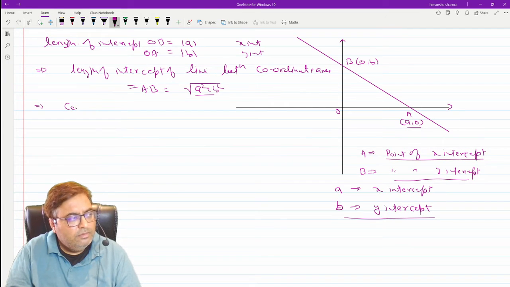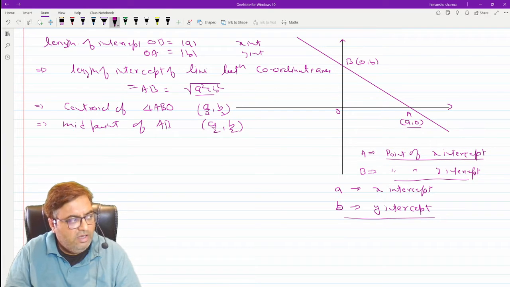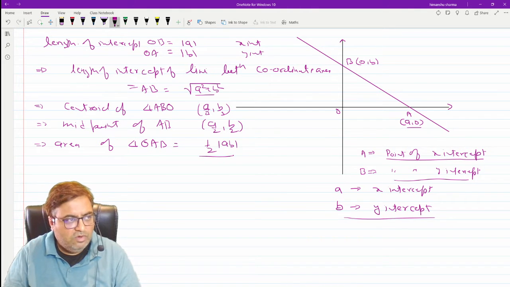Second thing, what is the centroid of triangle OAB? That will be a by 3 comma b by 3. What will be the midpoint of AB? That will be a by 2 comma b by 2. What will be the area of triangle OAB? That will be 1 upon 2 mod of ab. This is the area. Okay.